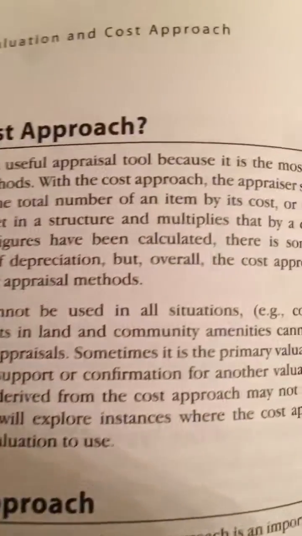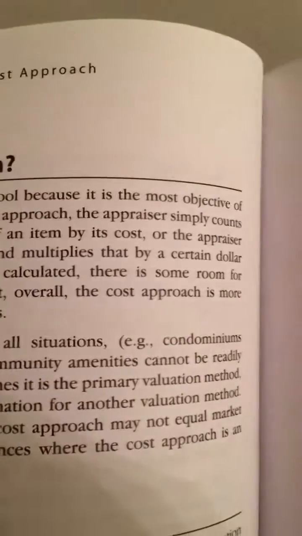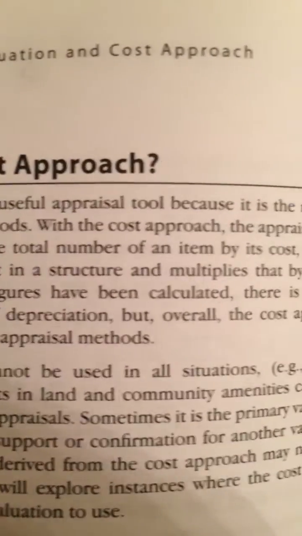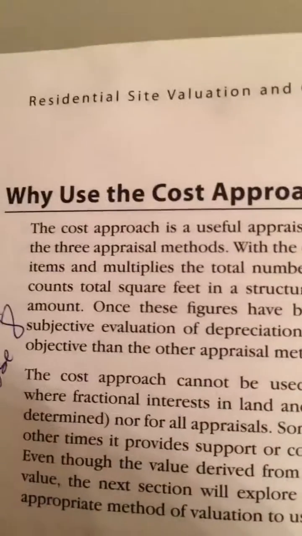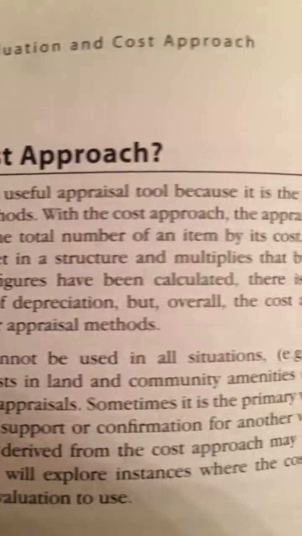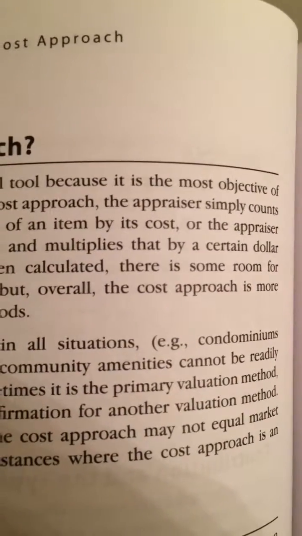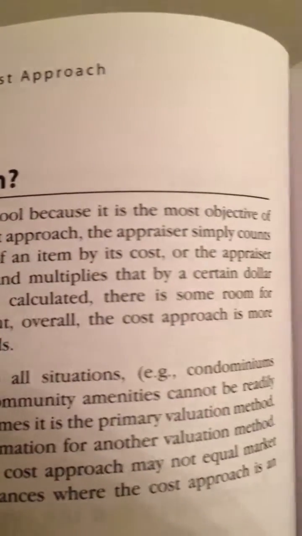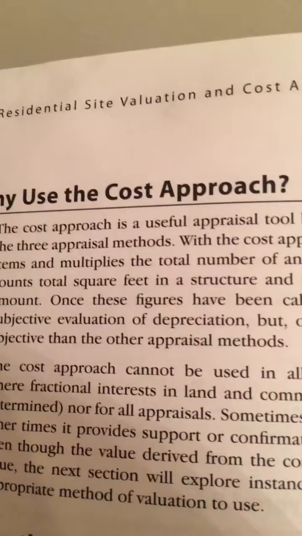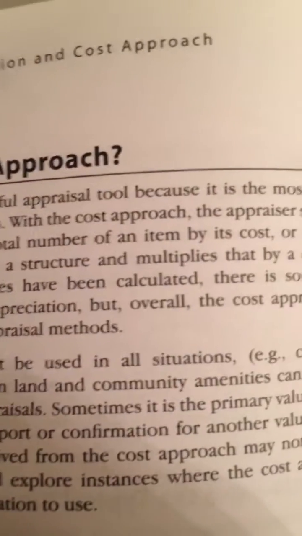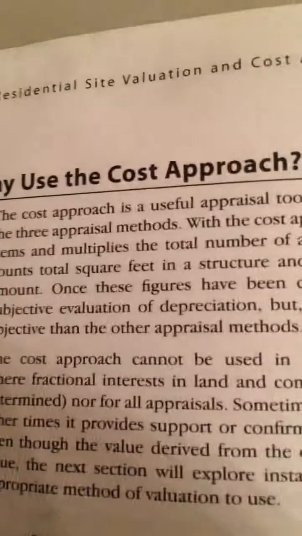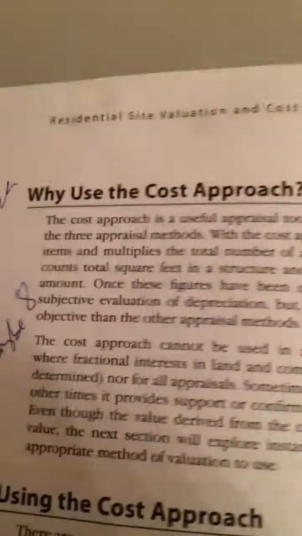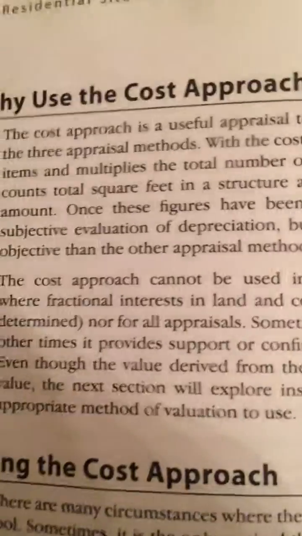The cost approach is a useful appraisal tool because it is the most objective of the three appraisal methods. With the cost approach, the appraiser simply counts items and multiplies the total number of an item by its cost, or the appraiser counts total square feet in a structure and multiplies that by a certain dollar amount. Once these figures have been calculated, there is some room for subjective evaluation of depreciation, but overall, the cost approach is more objective than the other appraisal methods.